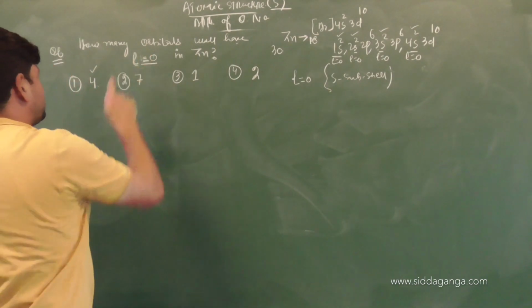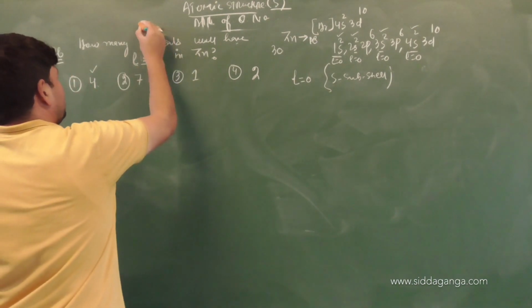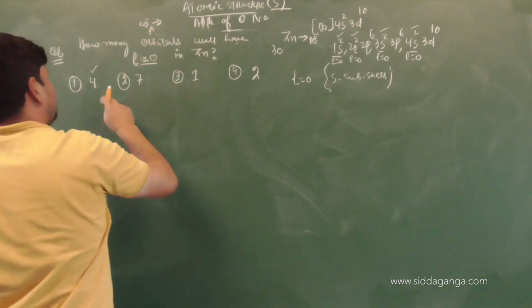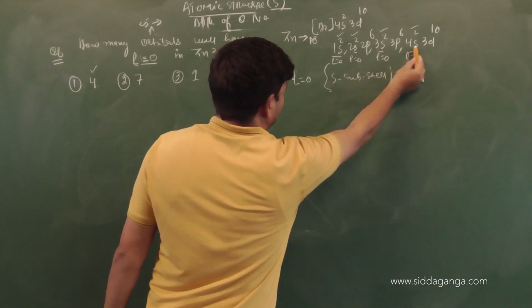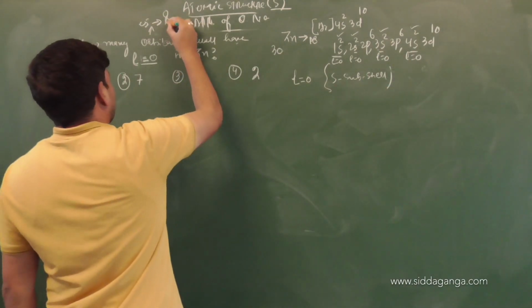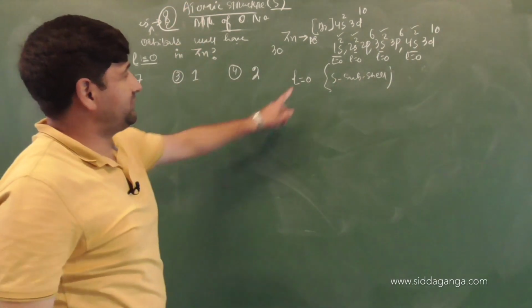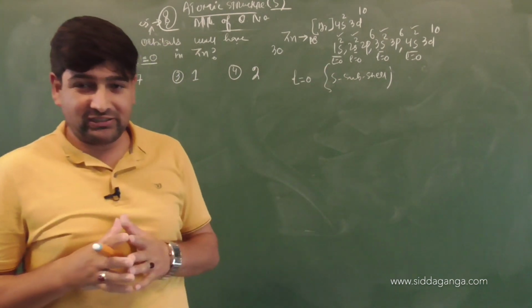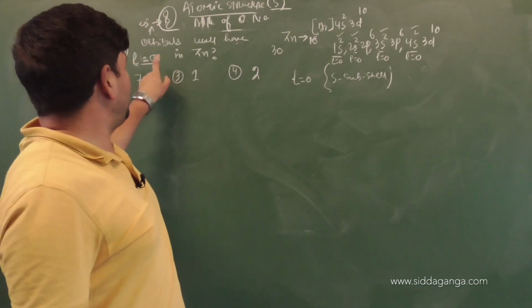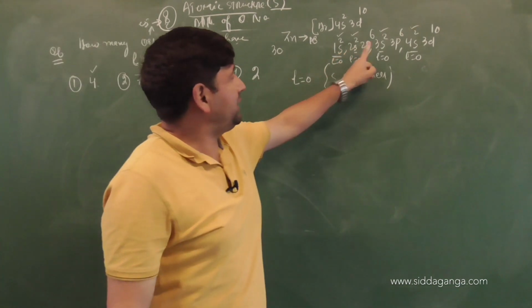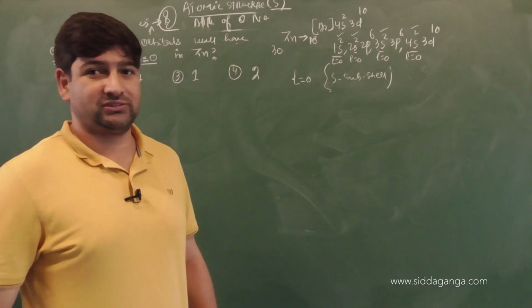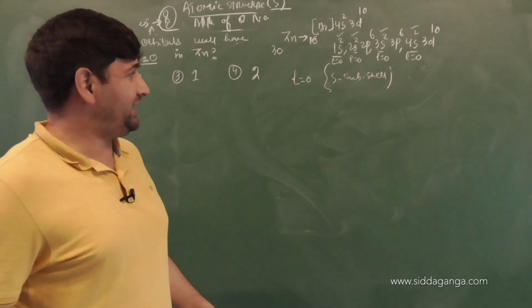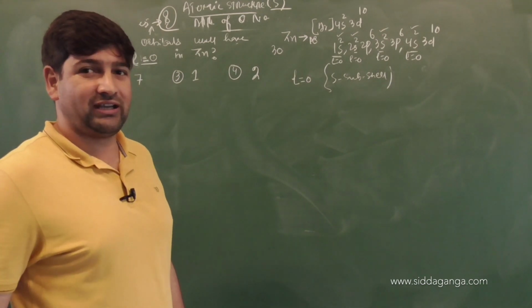If instead the question was for how many electrons the L value will be 0, then 2 plus 2 plus 2 plus 2. So how many electrons are there? 8 electrons. Then the correct option will be 8. If the number of orbitals is asked, then L value 0 in zinc will be for how many orbitals? 4. And how many electrons? 8. Clear? Or clear or not?